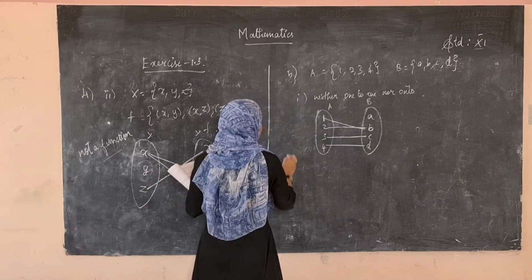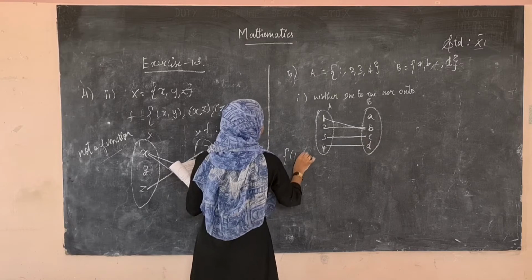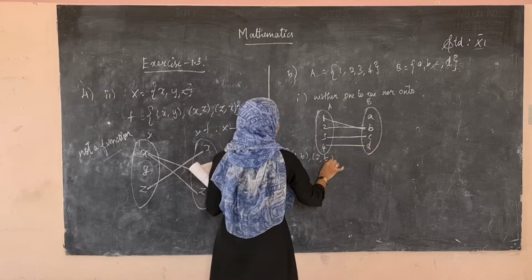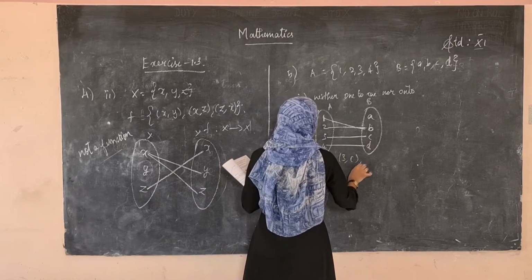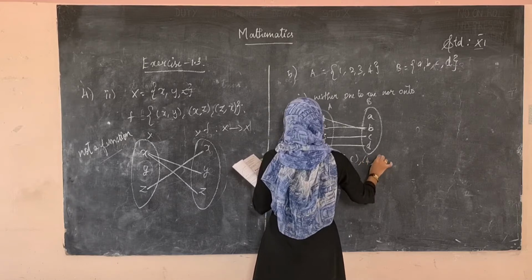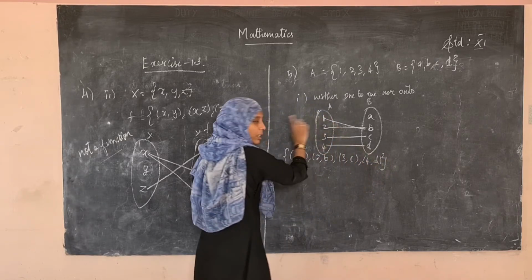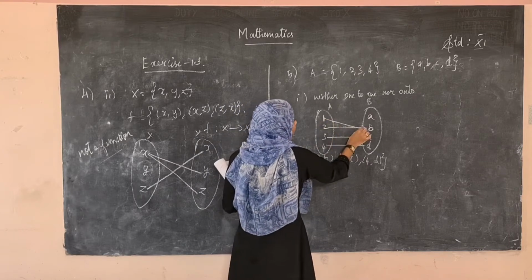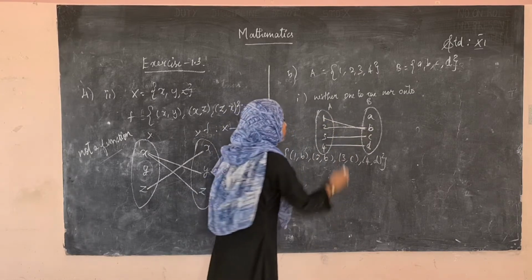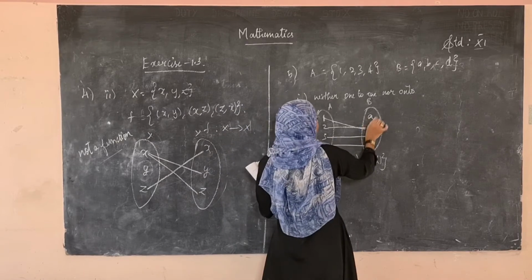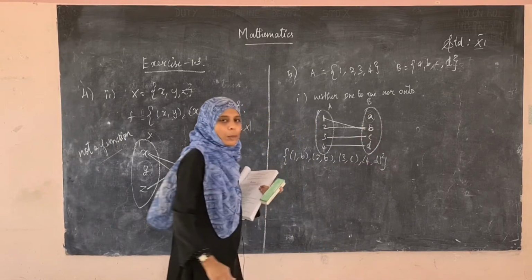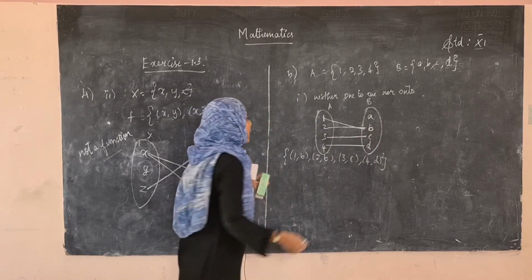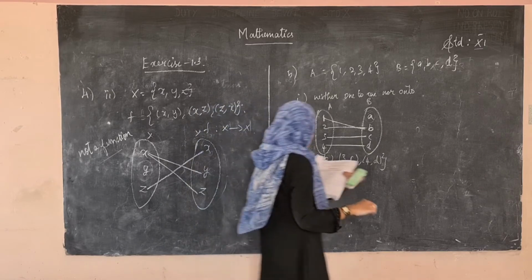See this. So this can be written as (1, b), (2, b), (3, c) and (4, d). See, this is a function because every element is mapped. But this is not one-to-one because 1 and 2 have the same image, and this is not onto because there is one element left in the codomain which is not mapped from any pre-image. Therefore, this is neither one-to-one nor onto.